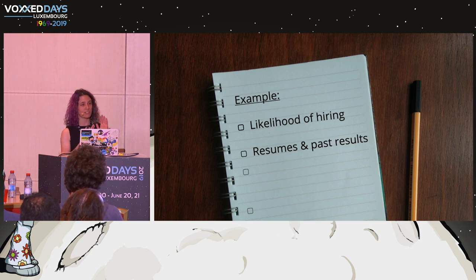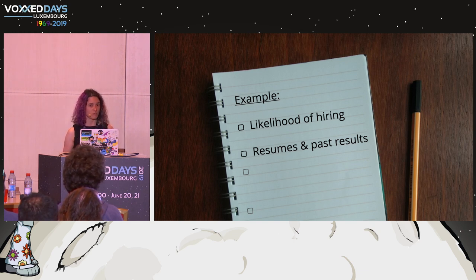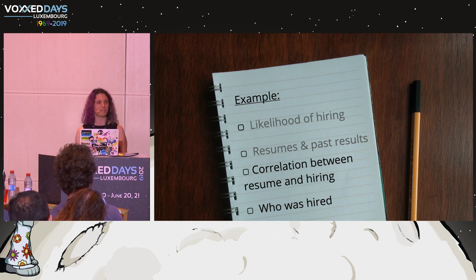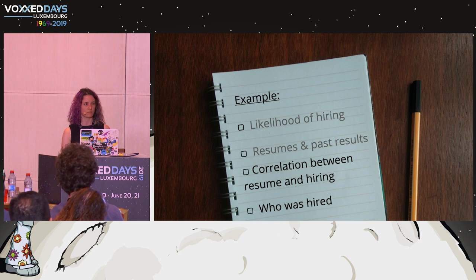For example, we have the likelihood of a candidate being hired. That might be our question. And then we want to say, all right, what data do we need for that? We might have the resumes and the hiring outcomes of past applicants. And we can correlate that data to try and determine what is the likelihood of this person being a successful candidate. And then using information about who was hired, we can determine if this algorithm actually works.